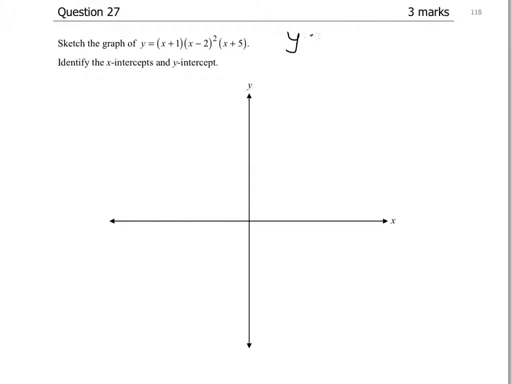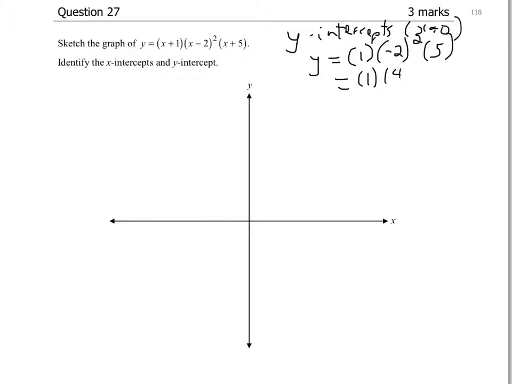To identify the y-intercept, we are looking at the place where x equals 0. So we'll substitute in 0, and we'll get 0 plus 1 for the first factor, which is 1. 0 minus 2 is minus 2. Don't forget, we've got to square it. And 0 plus 5 is 5. We'll do the exponents next. So minus 2 squared is 4. And then 4 times 5 gives us a y-intercept of 20.